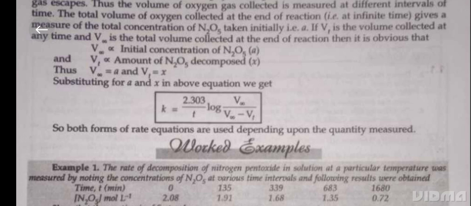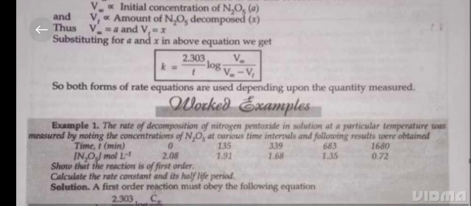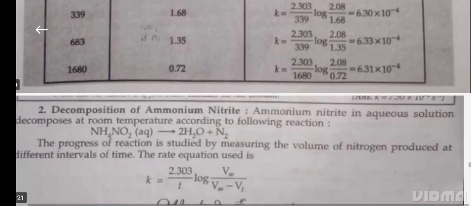V infinity is equal to a and Vt is equal to x. Substituting for a and x in the above equation, we get K equals 2.303/t log of V infinity upon V infinity minus Vt. So both forms of rate equation are used depending upon the quantity measured.